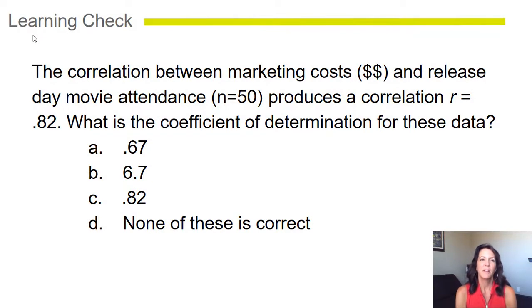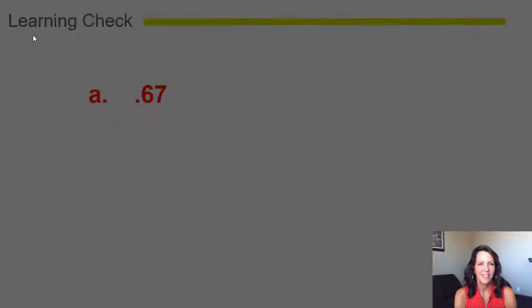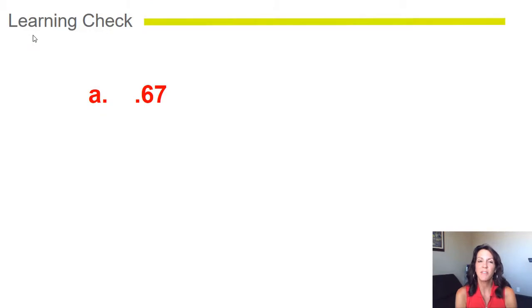Here's another one. The correlation between marketing costs and release day movie attendance produces a correlation of 0.82. What is the coefficient of determination for these data? Now think about coefficient of determination being R squared. That should help you. And the answer was 0.67. If we take our R and we square it, we got 0.67.